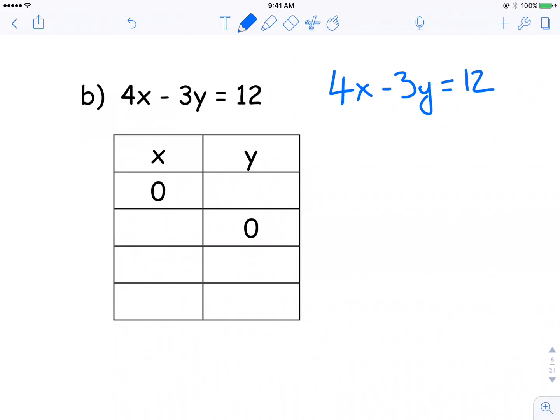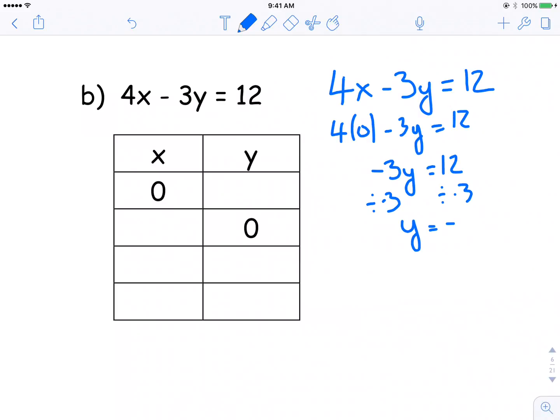Substitute in 0 for x, that's 4 times 0, minus 3y is equal to 12. Well, that's 0, so it's negative 3y is equal to 12. Divide by negative 3 to get rid of it. Y is equal to negative 4. That's how fast you should eventually get to be with solving or substituting points in and calculating a missing value.